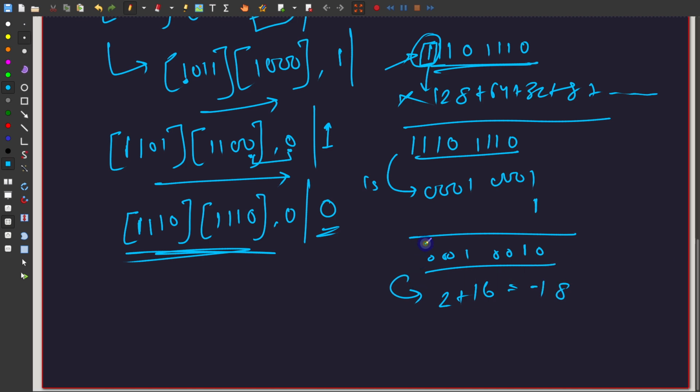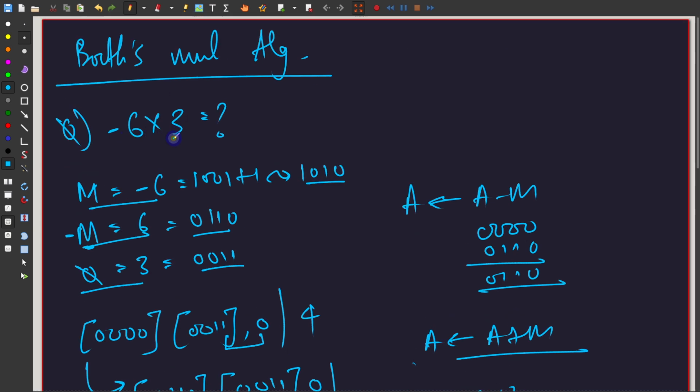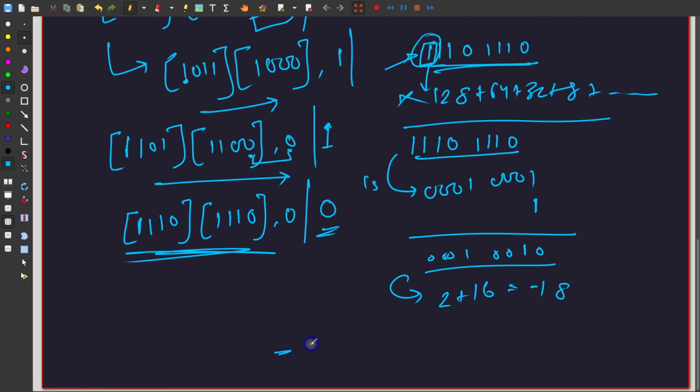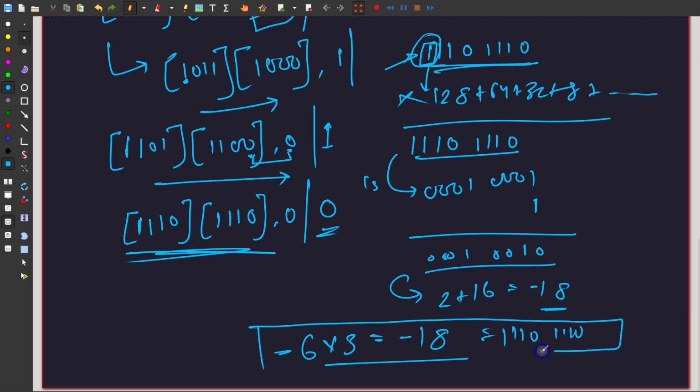Okay. Now let's look at what the original question was. So the original question was minus 6 into 3 is equal to minus 18. Right? That's what that is. So that basically is it. And that you would write in binary as 1110, right? That basically is what it is. So yeah, that is basically about it.